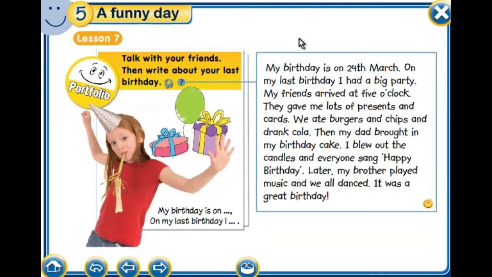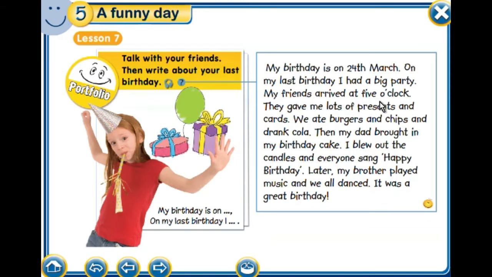So if you want to talk about your birthday, you must tell us the date. And was it a big party or just a small party? Who attended your birthday? Maybe your friends or cousins. You can just tell us the people who attended your party. Maybe also your classmates, students who are studying with you in the same class or in the same school.